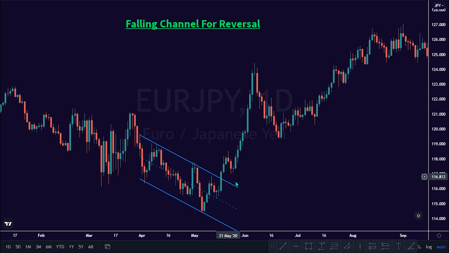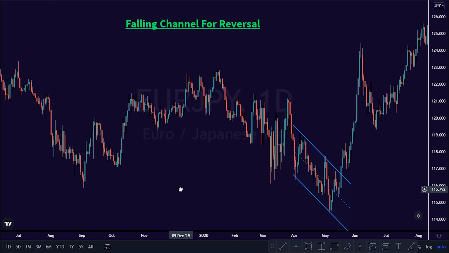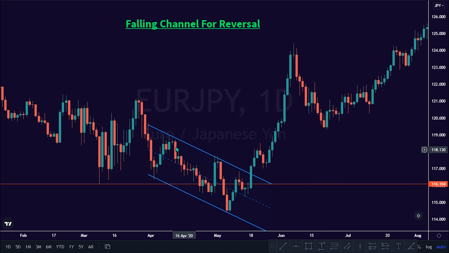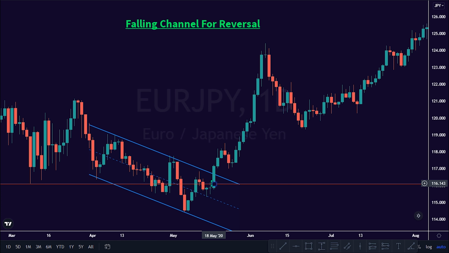Here's a falling channel that led to the reversal of the bearish trend here. Price made double bottoms in this market. The second bottom here resulted in a falling channel pattern. Let's zoom in to see the price actions in this falling channel. As we can see in this falling channel, price carved a higher low to the upper trend line of this long-term pattern. A bullish Marubozu candlestick broke out of this pattern.